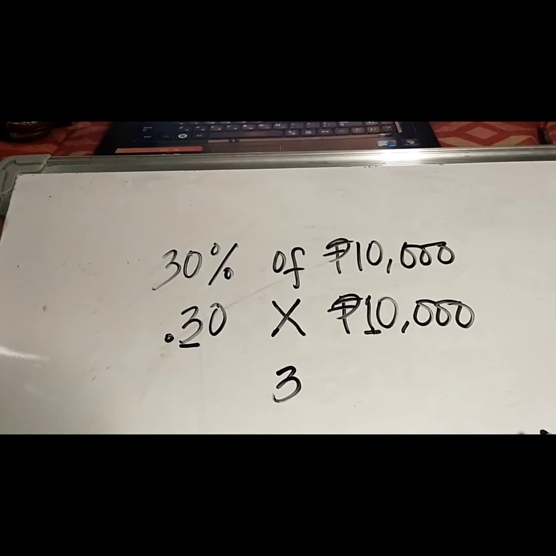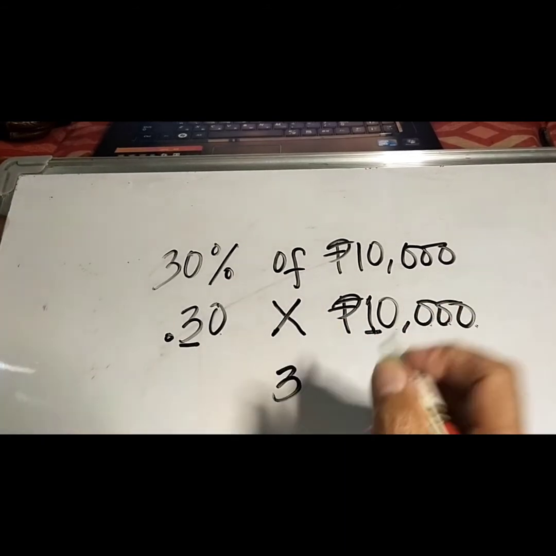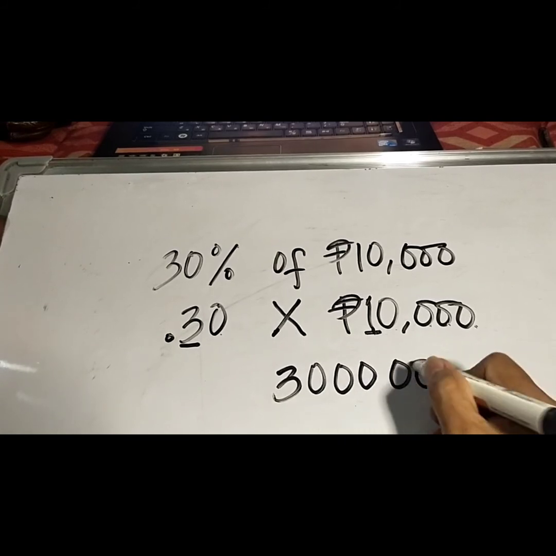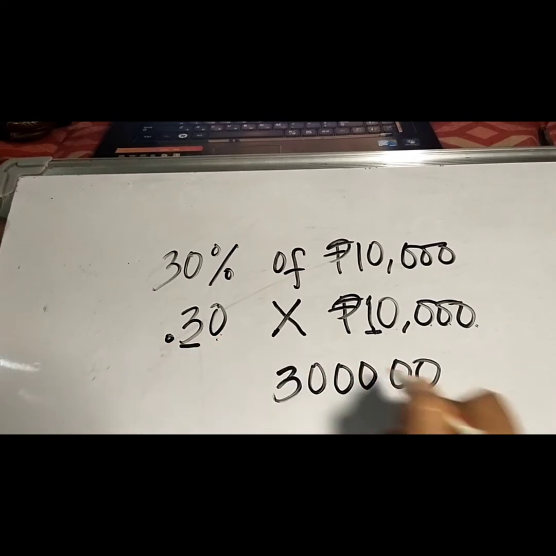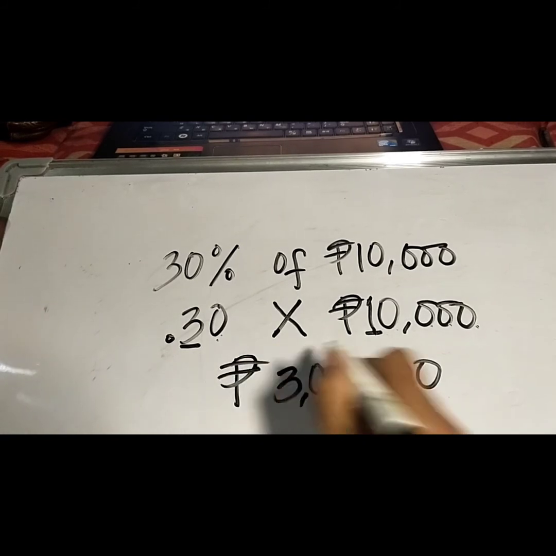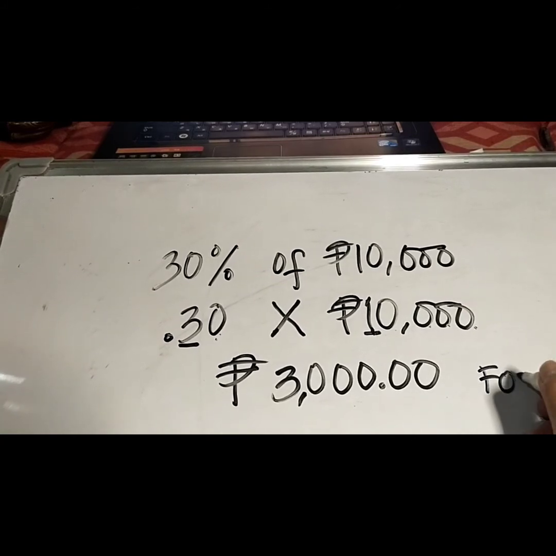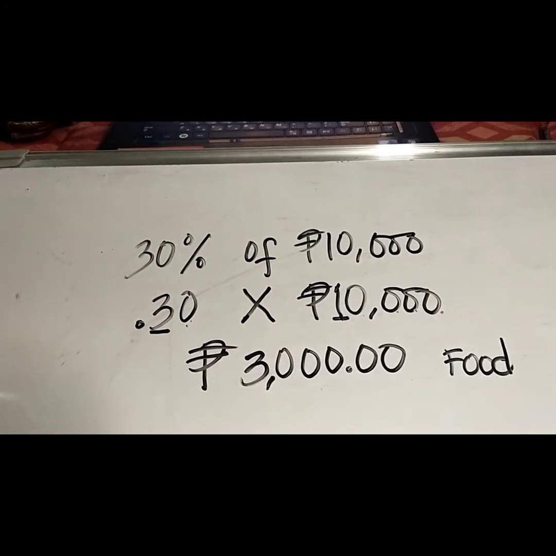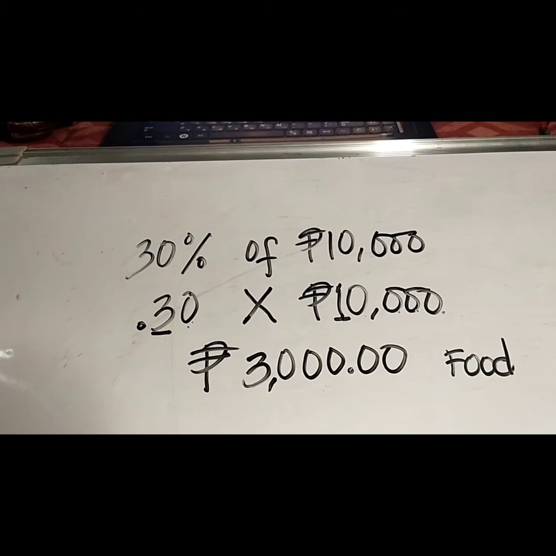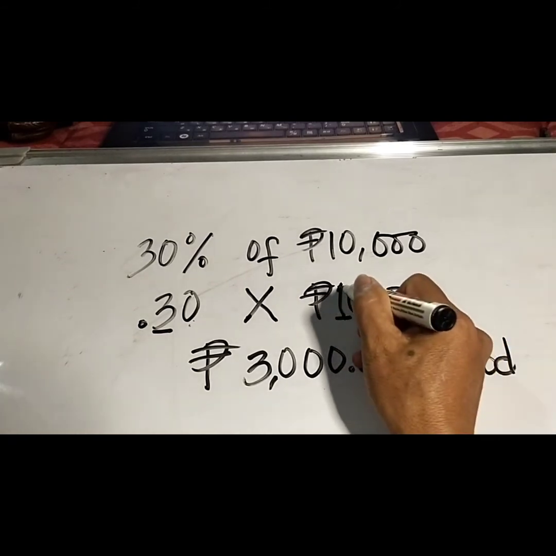How about the zeros? Copy the zeros, 5 zeros. 1, 2, 3, 4, 5. Count decimal places. 1, 2, 1, 2. So our answer is 3,000 pesos is the budget allocated for food. Every time there is a possibility that you can apply shortcut, then apply shortcut so that you can save time.